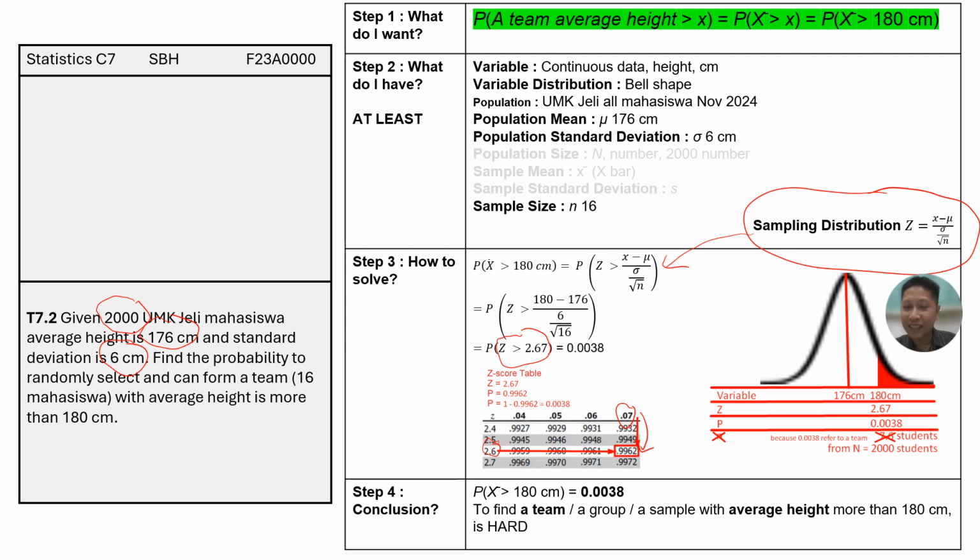0.9962. Unfortunately, again, this number 0.9962 is referring from left to right. What we want is right to right because we want the tall area there. So we need 1 minus 0.9962. So we get a very small number there. So at the end, we're going to tell the coach that, coach, you can forget about the intention to find this 180 cm average tall team. It's difficult, just 0.0038.